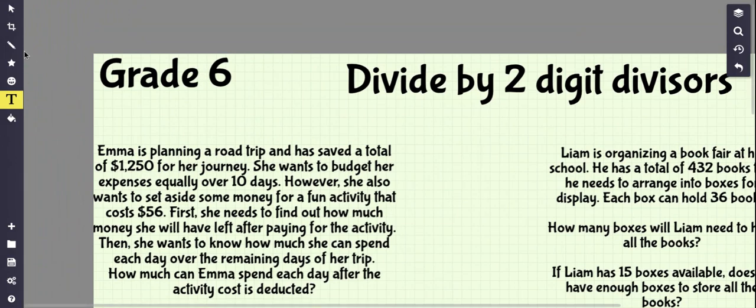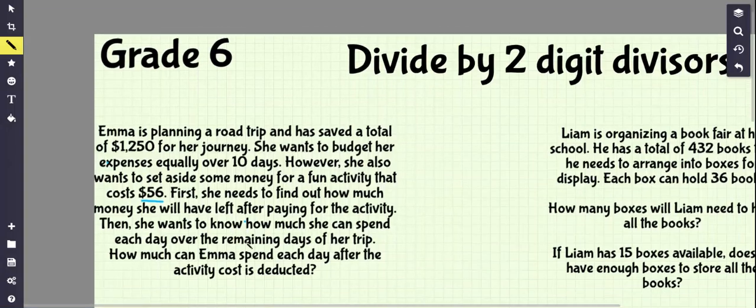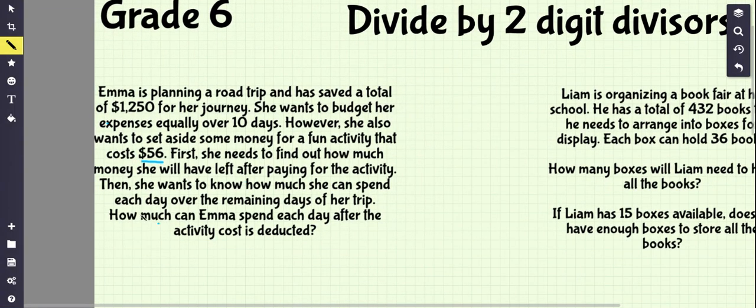So here's a big word problem right here. It says that Emma is planning a road trip and has saved a total of $1,250 for her journey. She wants to budget her expenses equally over 10 days. However, she also wants to set aside some money for a fun activity that costs $56. First, she needs to find out how much money she'll have left after paying for the activity. And then she wants to know how much she can spend each day over the remaining days for her trip.